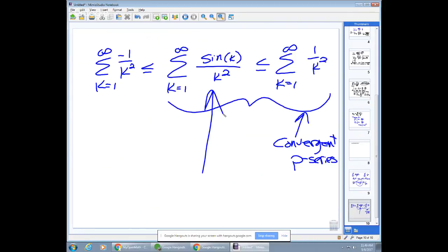Direct comparison. Yeah, I have an inequality that says, hey, this guy is always slightly less than that guy over there. And actually, because the period of the sine is 2 pi, and k is never going to be a 2 pi type number, I'm never going to hit 1 or -1. So this or equal to part ain't ever going to happen. It's always going to be strictly less than. Okay, so by direct comparison, we have convergence.